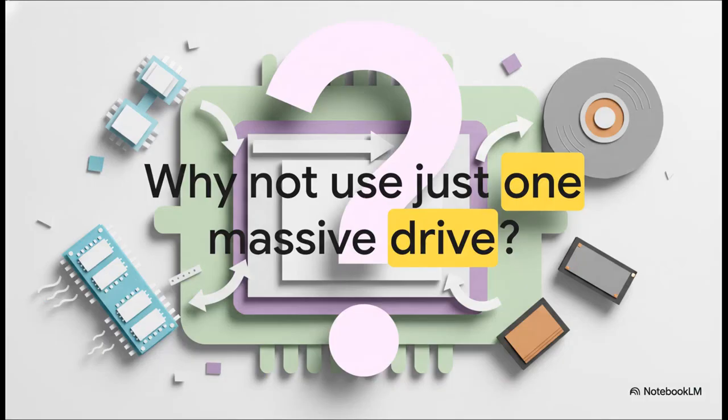So, let's kick things off with a simple but kind of profound question. If storage is just storage, why does your device desperately need two completely different types of memory just to function? I mean, why not just build a computer with one massive drive that handles absolutely everything?